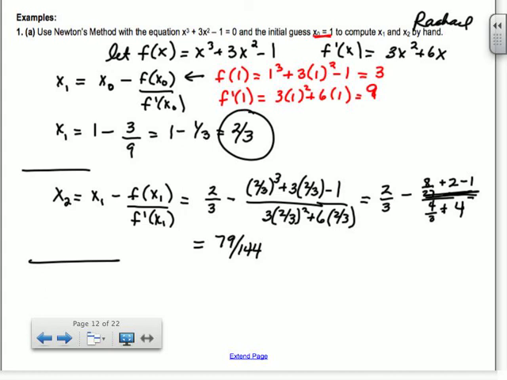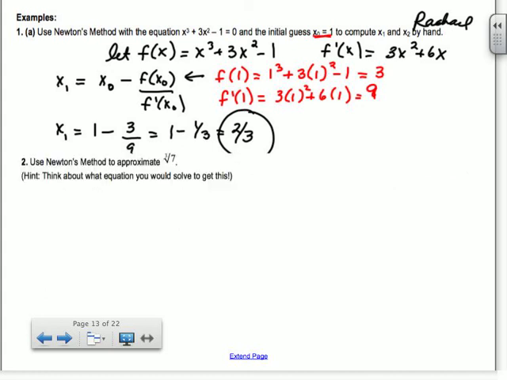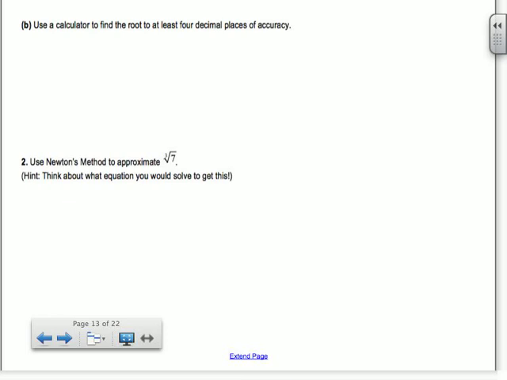All right, so it could be really time-consuming using Newton's method without a calculator. We didn't really set it up in our calculator. We used the calculator for like 2/3 and things, but not the way that I'm going to show you. So I'll show you an easy way. We found x1 and x2 by hand. Now part B says use a calculator to find the root to at least 4 decimal places of accuracy. I'm guessing that you guys want to actually graph it and find the 0 the way that you know how to do. So graphing.